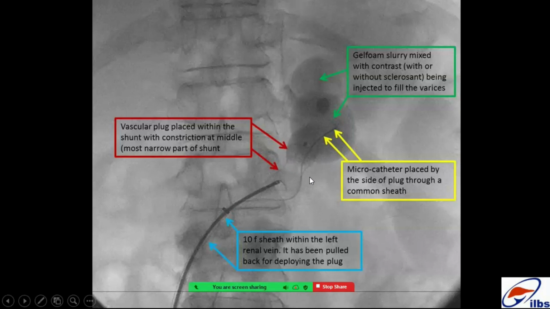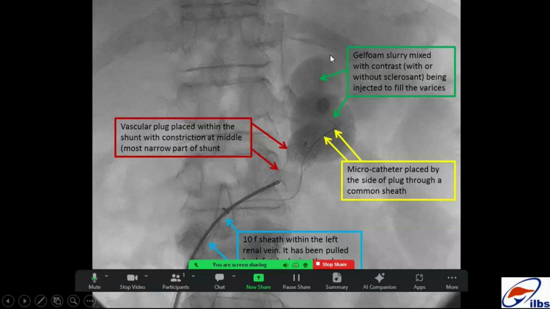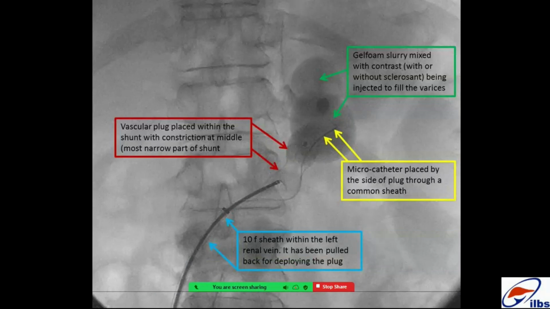The plug is generally placed at the most constricted area, so that you see an hourglass kind of appearance, where the central part of the plug is not totally open, nicely opposing the wall. The upper part is opened up, and then you start injecting gel foam slurry. At the first go, you don't inject sclerosant, you use gel foam because you want to block the interstices of the plug, because the plug will allow everything to flow through it. It takes a lot of time for thrombosis to happen. So you have to inject gel foam slurry into it. Once the interstices are totally packed with gel foam, then you can use the sclerosant to finally fill the shunt as well as the varices.